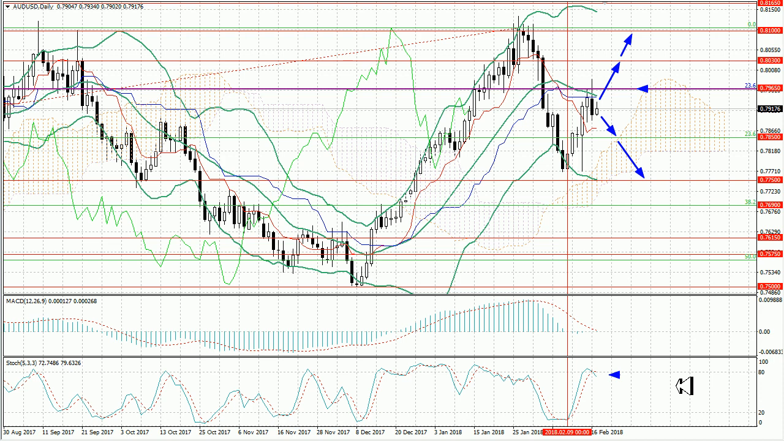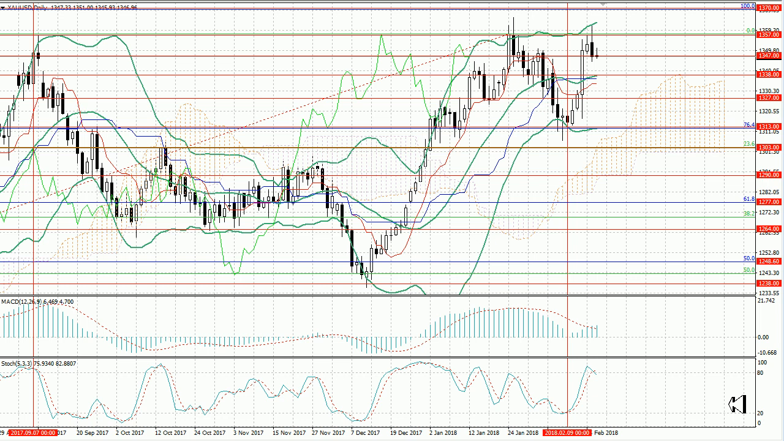Fundamental events of the week include the publication of the minutes of the last RBA meeting. Generally, the continuation of decline is possible, but one cannot exclude the resumption of growth in the case of a breakdown of the level of 0.7965.